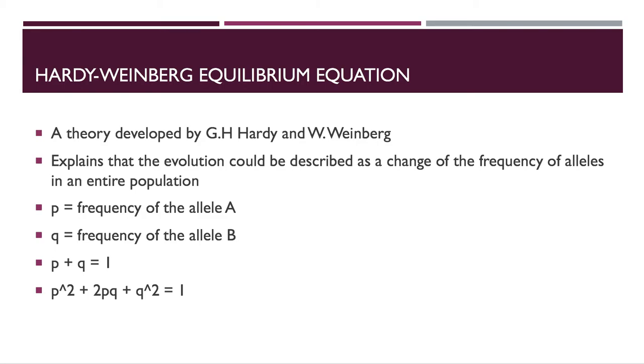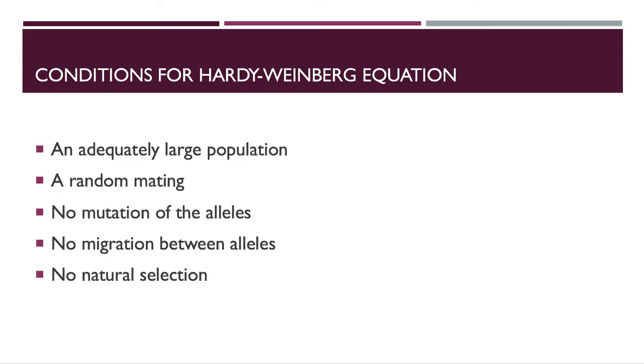There are two equations for the Hardy-Weinberg equilibrium equation, which are p plus q equals 1 and p squared plus 2pq plus q squared equals 1. The 5 conditions for a Hardy-Weinberg equation are an adequately large population, random mating, no mutation of the alleles, no migration between alleles, and no natural selection.